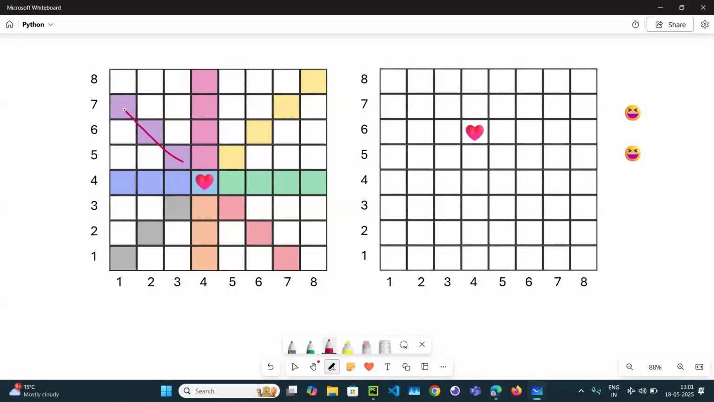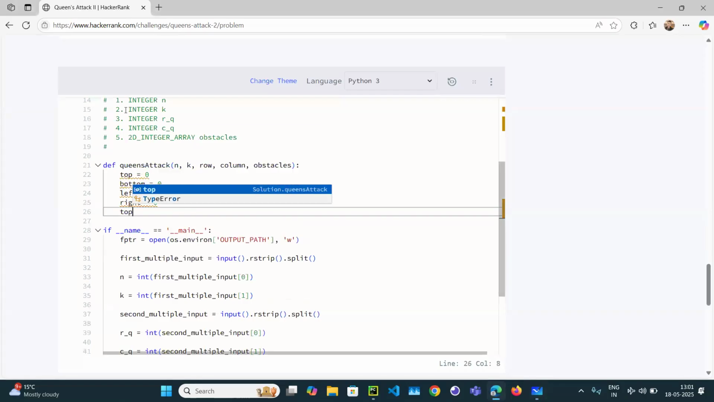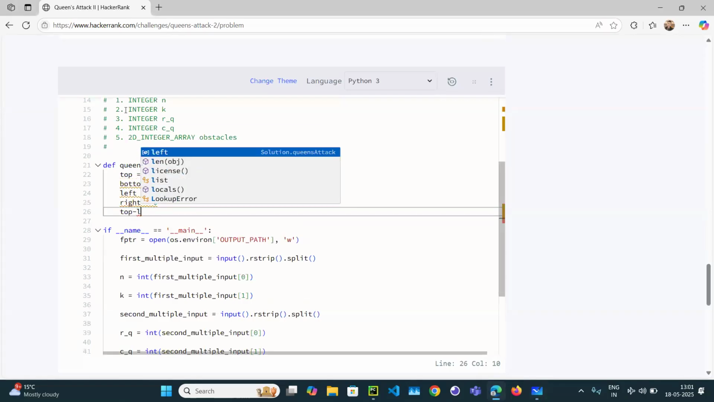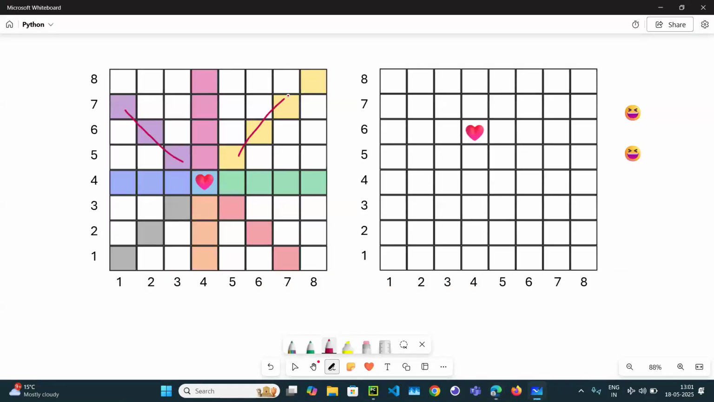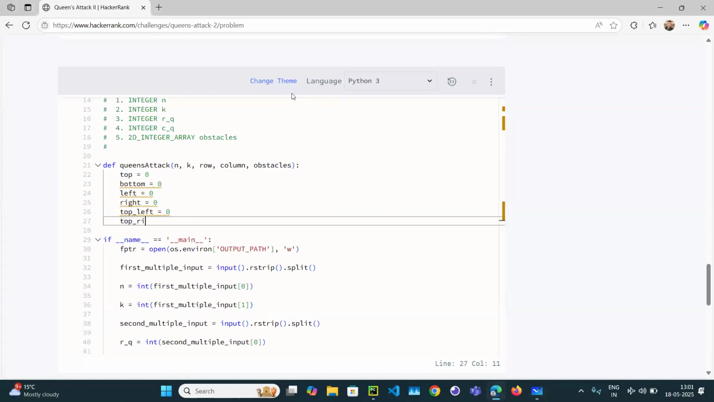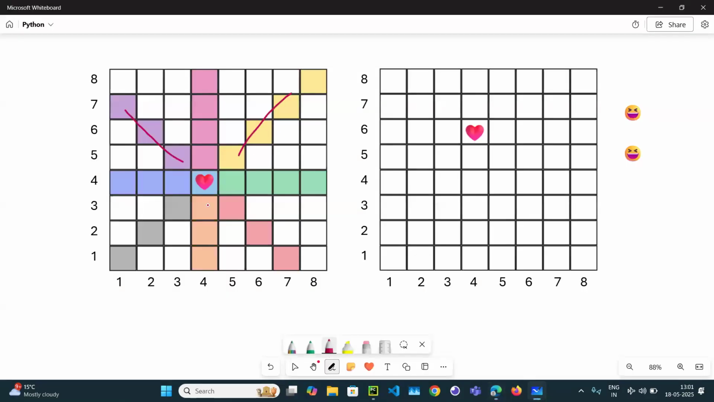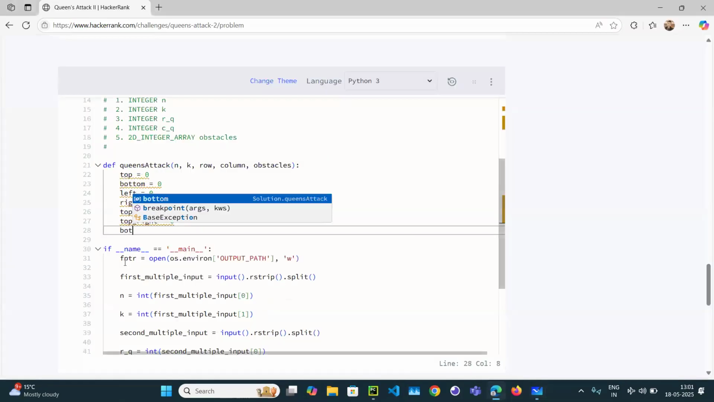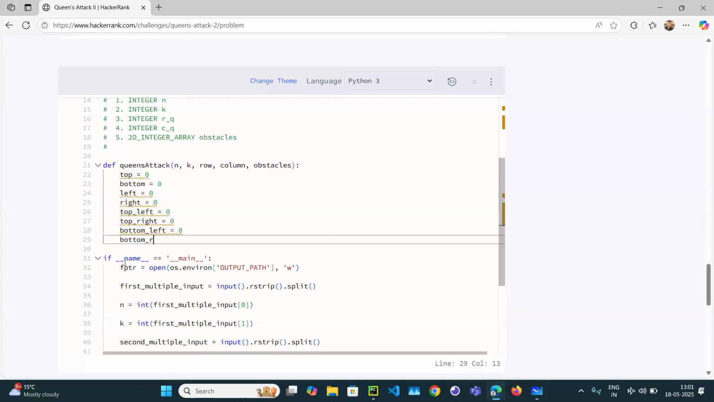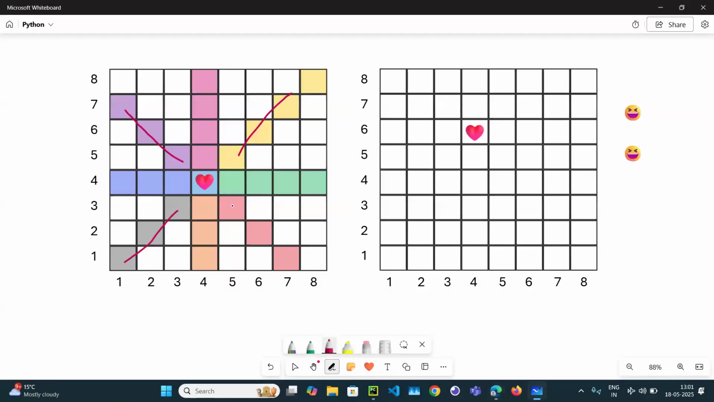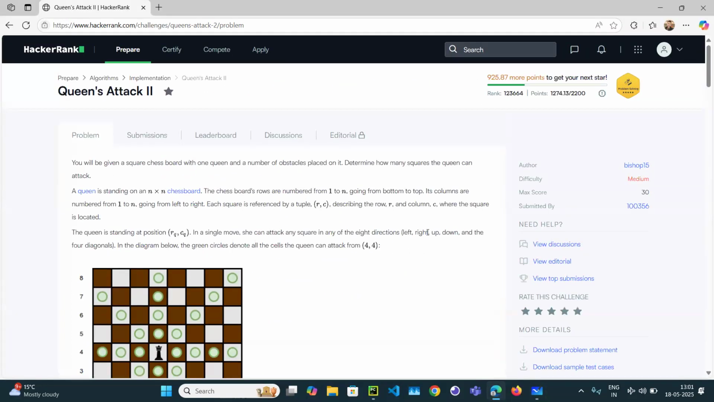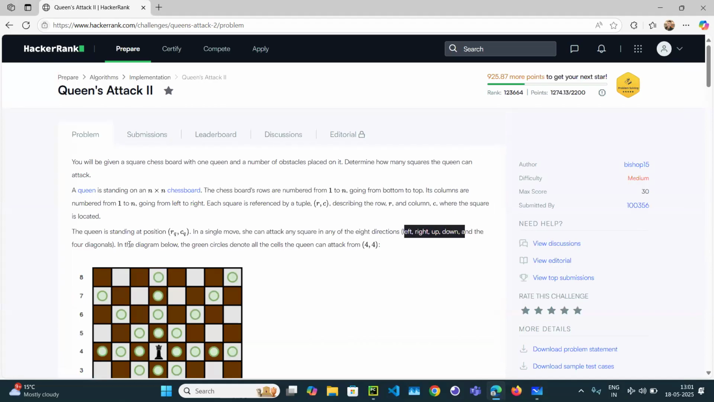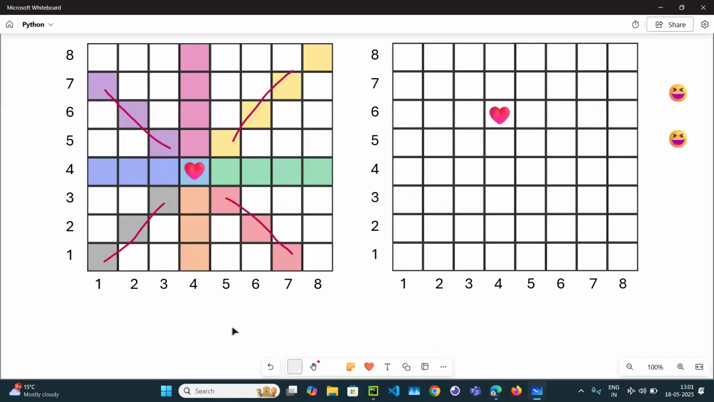The queen can also attack top left, top right, bottom left, and bottom right. This is basically already given in the question. You can see top, left, up, down, and four diagonals, right? So 4 plus 4, 8.